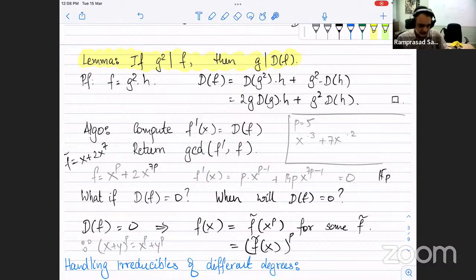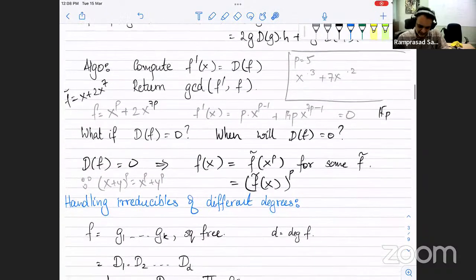Okay. Good. So the next thing we are going to do is handle the situation where you're working with a polynomial and some of its irreducible factors have different degrees. Okay, so here is the setup.